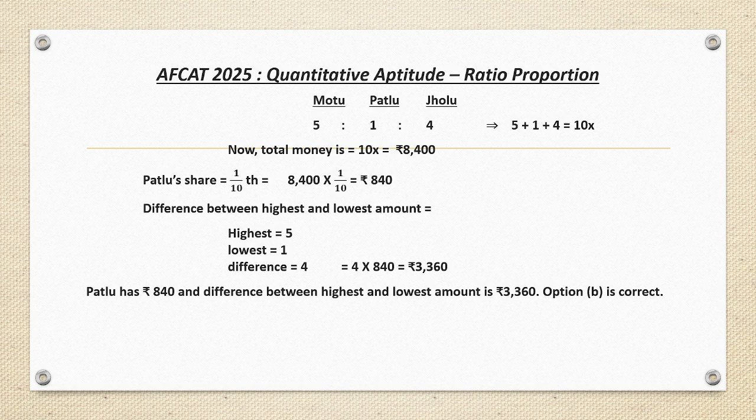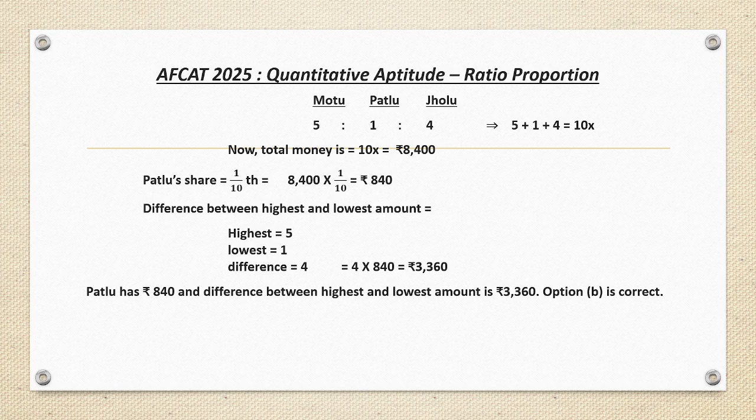So total money is 8,400. That is 10x is 8,400. So x equal to 840. So what is this x? It is the Patlu's share. x means it is 1. So Patlu's share is 840 rupees.